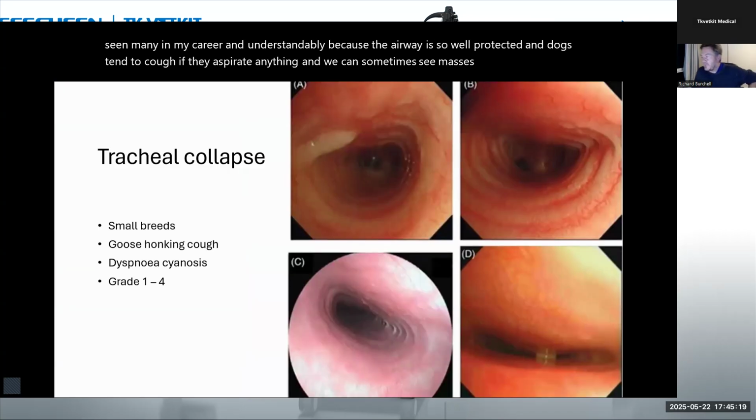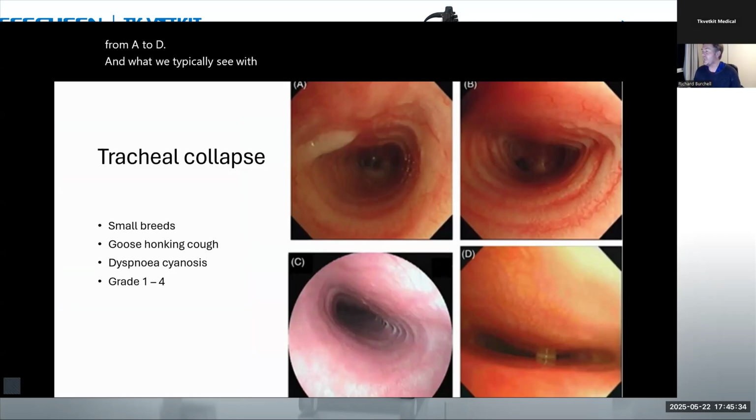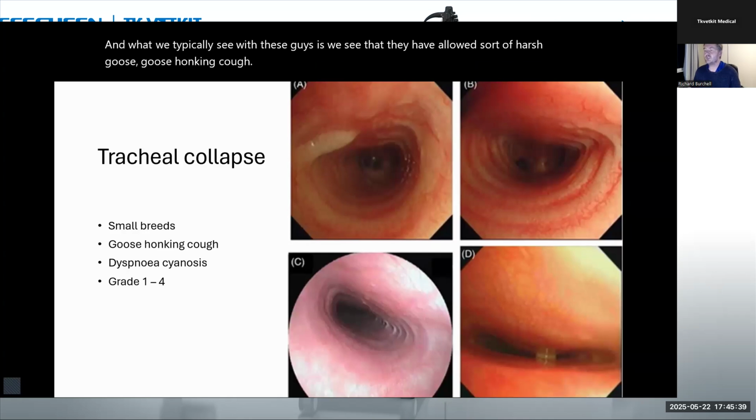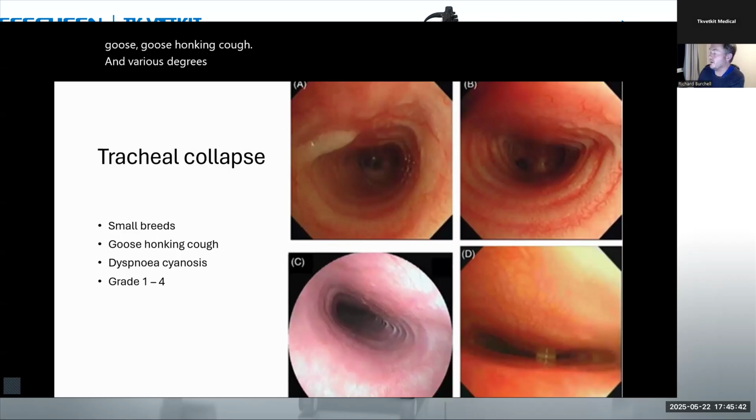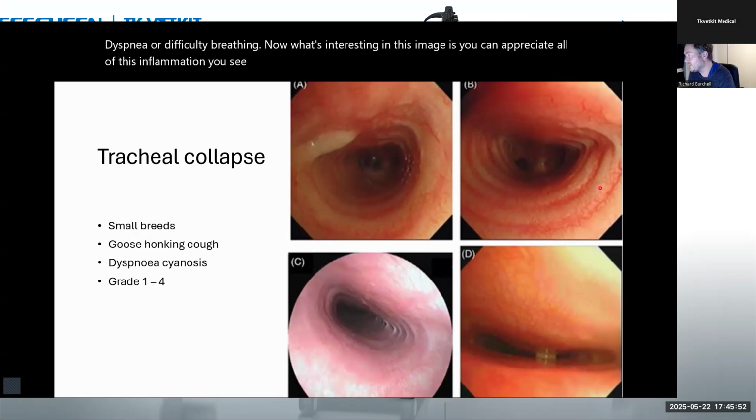So these are also not my images, but this is an image panel from the different subtypes of tracheal collapse from A to D, and what we typically see with these guys is that they have a loud, sort of harsh goose honking cough, and various degrees of dyspnea or difficulty breathing. Now, what's interesting in this image is you can appreciate all of this inflammation. You see all these prominent blood vessels here, and this is a very inflammatory disease.